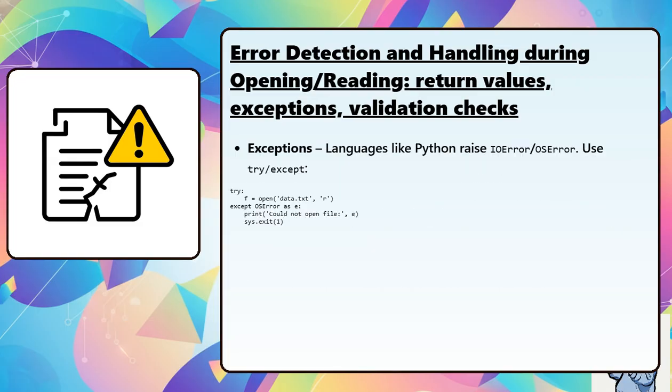Exceptions: languages like Python raise IOError or OSError. Use try/except. Try: open data.txt in read mode. Except OSError as e: print "could not open file", e, then sys.exit(1).